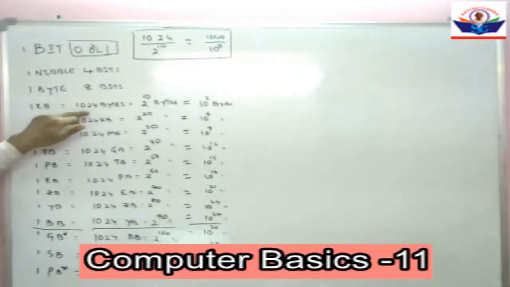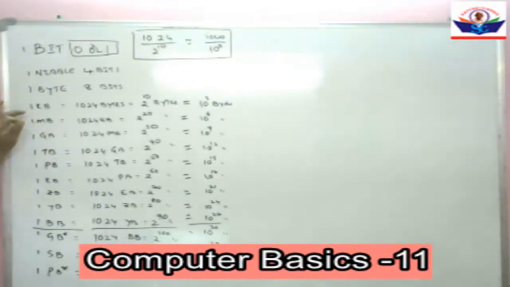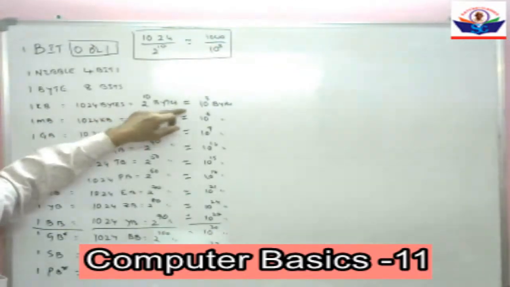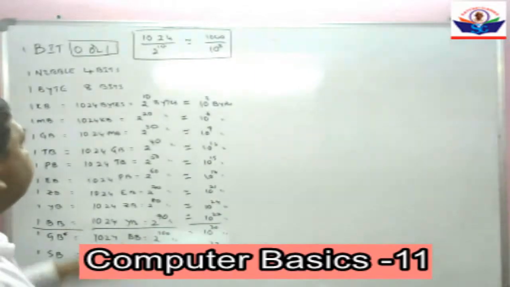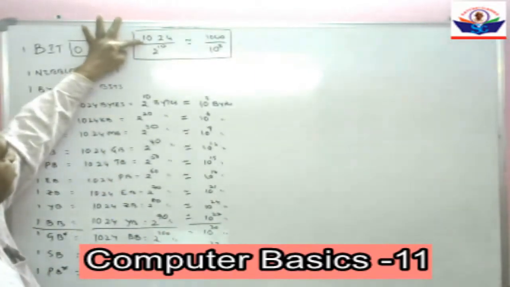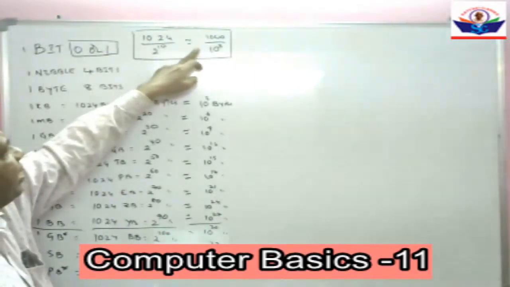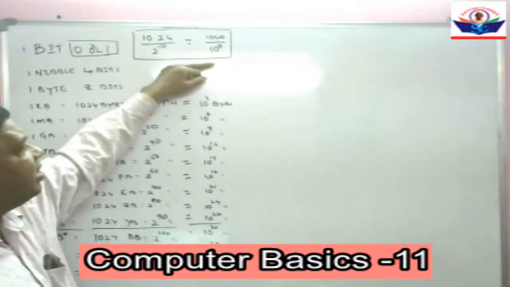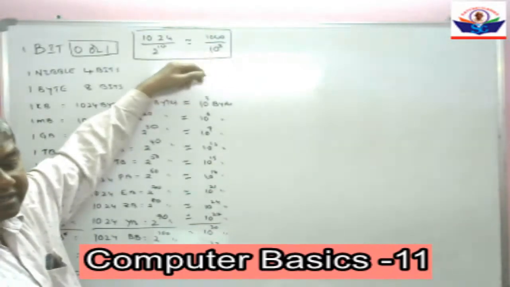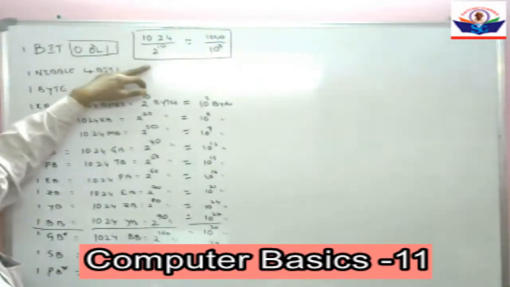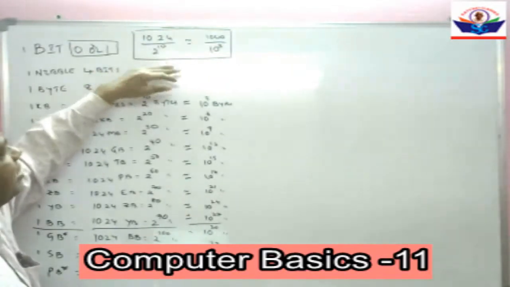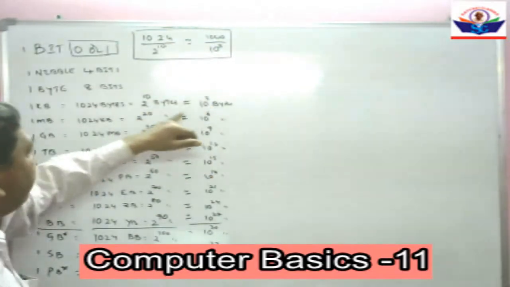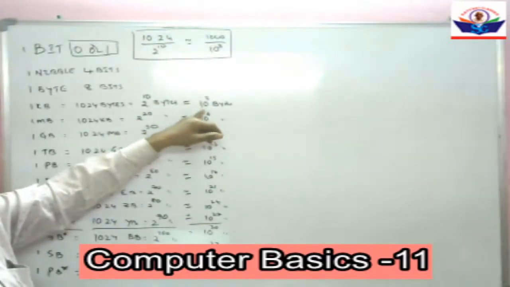1 KB is equal to 1024 bytes, which is equal to 2 to the power of 10 bytes. 2 to the power of 10 is equal to 1024. 1024 is taken as approximately equal to 1000. 1000 we can write as 10 cube. So 1024 is equal to 2 to the power of 10, which is approximately equal to 1000, which is equal to 10 cube. So I have converted to base 10.